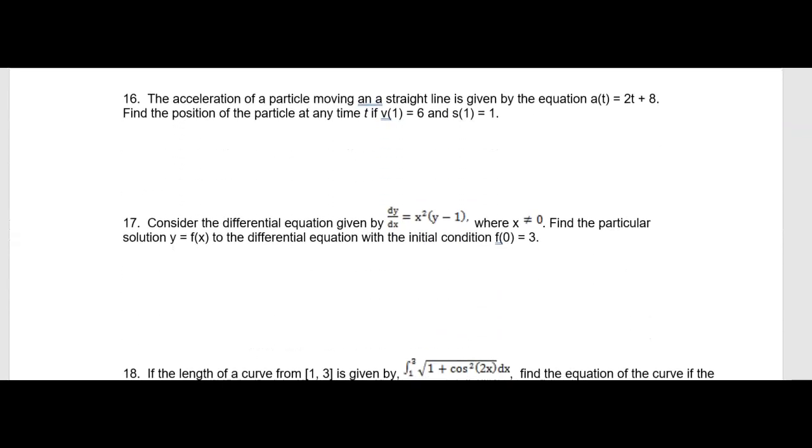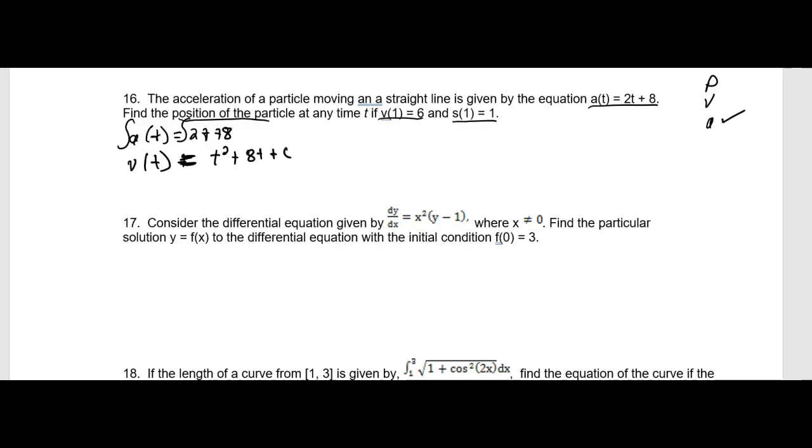All right, these... The acceleration of a particle moving on a straight line is given by, it's our acceleration. I want you to find the position if we know an initial velocity and we know an initial point. We should understand position, velocity, acceleration. We're hanging out at the bottom right now. So if we did the acceleration as 2t plus an 8, the antiderivative of that would give us our velocity. So that would equal t squared plus 8t, and then your constant.